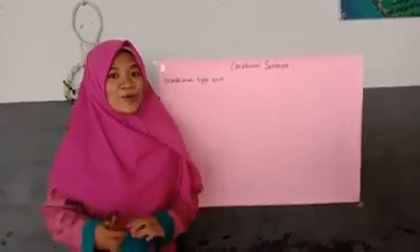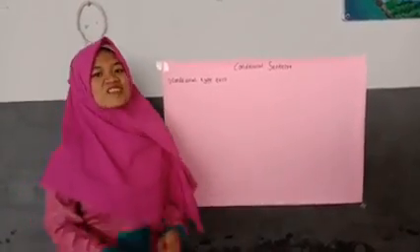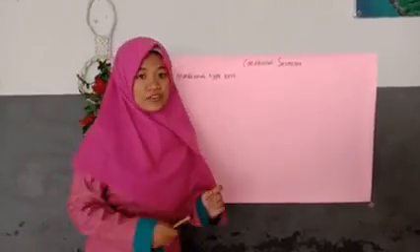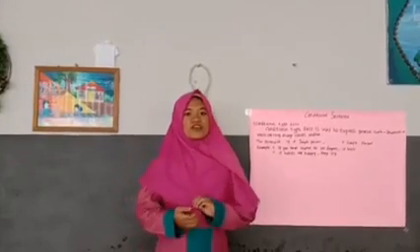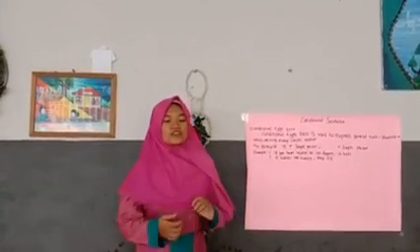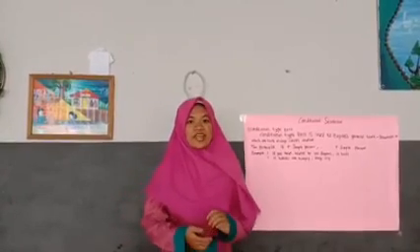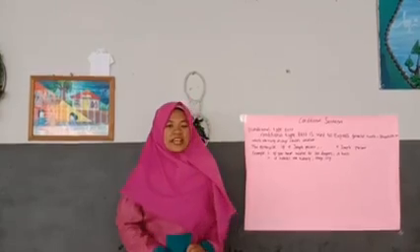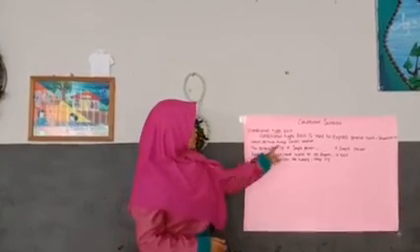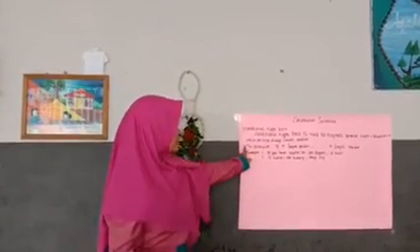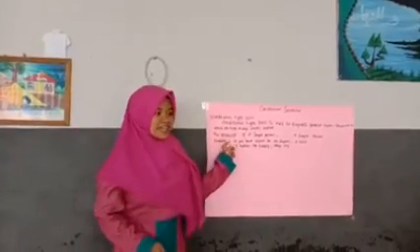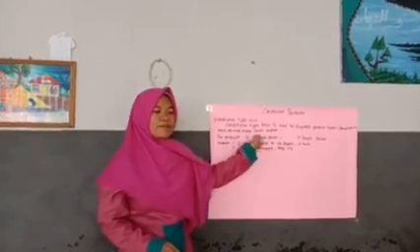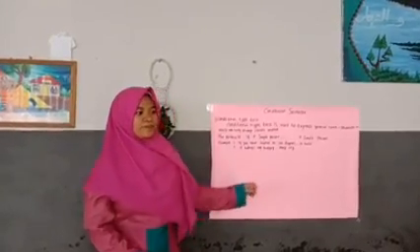Conditional type 0 is used to express general truth situations in which one thing always causes another. When we use conditional type 0, we are talking about general truth rather than a specific instance of something. Right. So this is the definition, and then the formula is if plus simple present, comma, blank blank blank plus simple present.